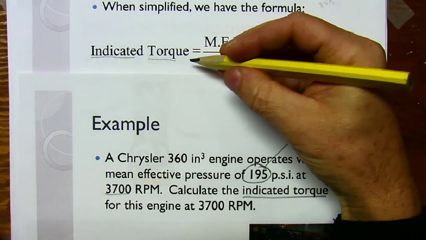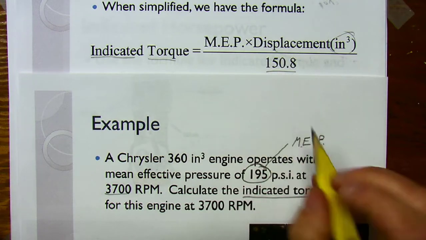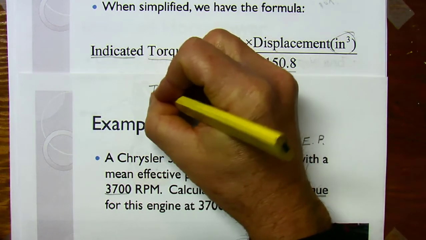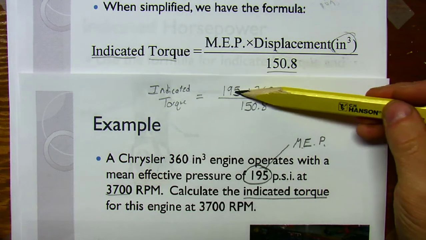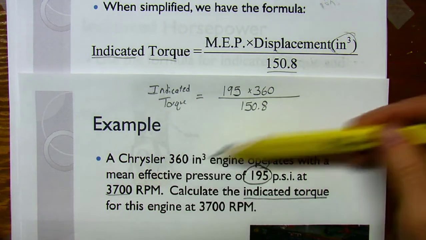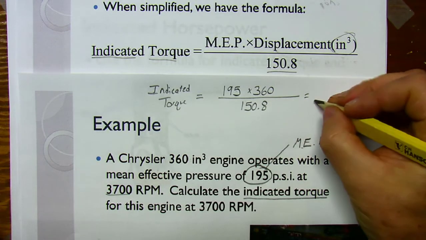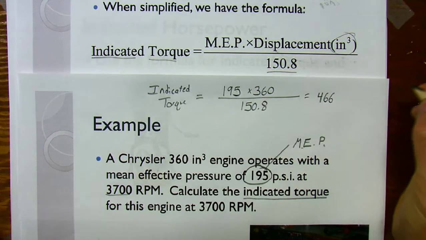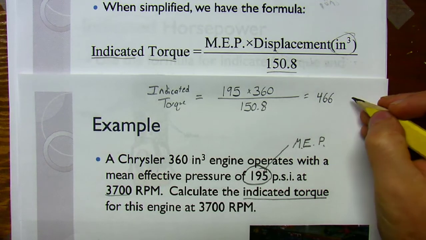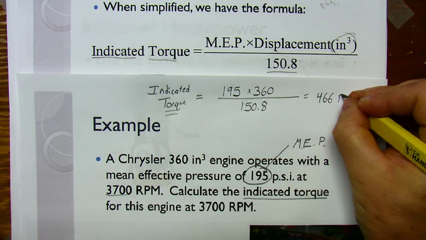Okay, well our formula above says our indicated torque is our MEP times displacement divided by 150.8. So that means we're going to take an MEP of 195 times a displacement of 360 and divide it by 150.8. And that gives you, if you type that into your calculator, about 466. Now 466 what? What are the units on that? Well, what did we find? We just found a torque value, and so those would be foot-pounds.